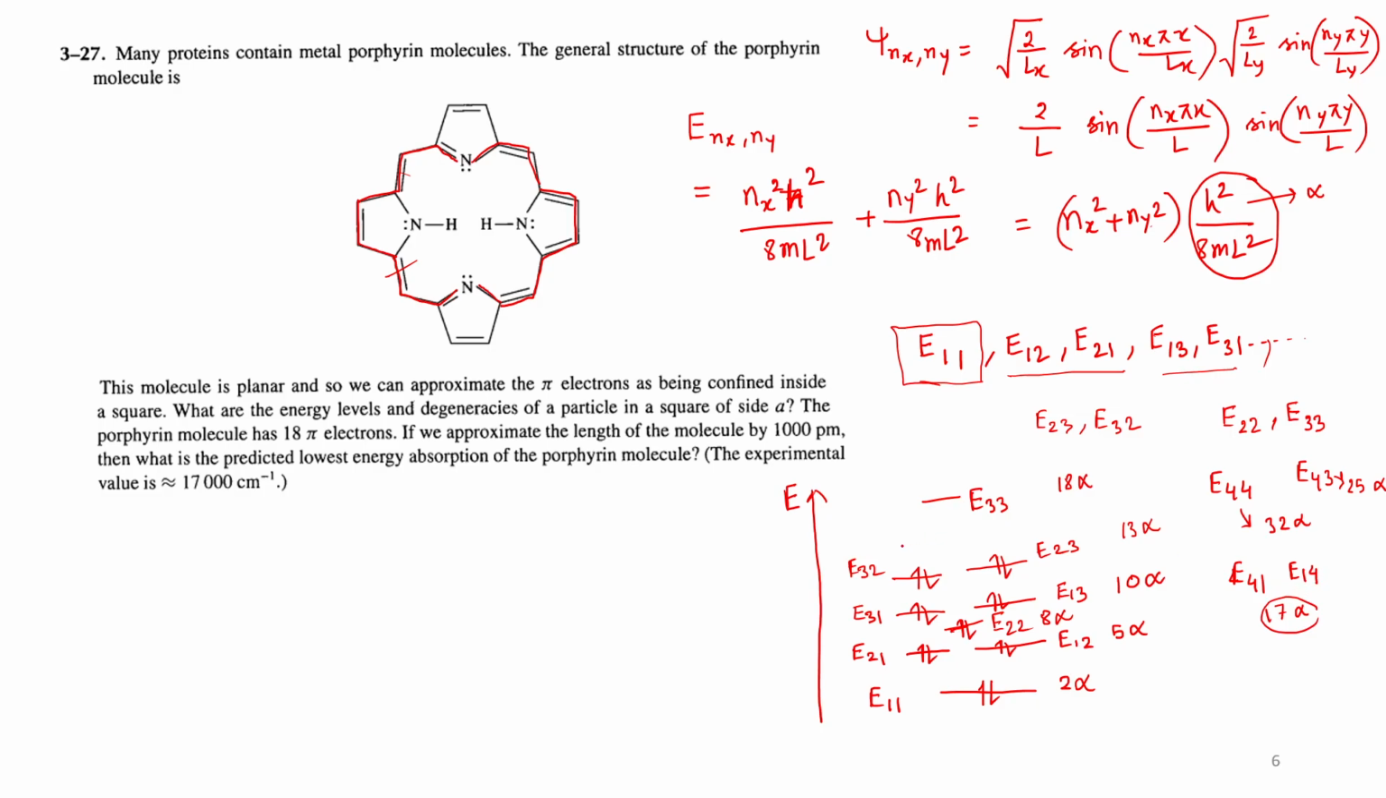So it will come below this 3 3. So that is interesting because 4 1 has less energy than E33, because that has energy 18 alpha. Okay. So again, two electrons will come here, two electrons will come here. So how many electrons are still there? One, two, three, four, five, six, seven, eight. Eight means 16, eight pairs, 16 electrons.